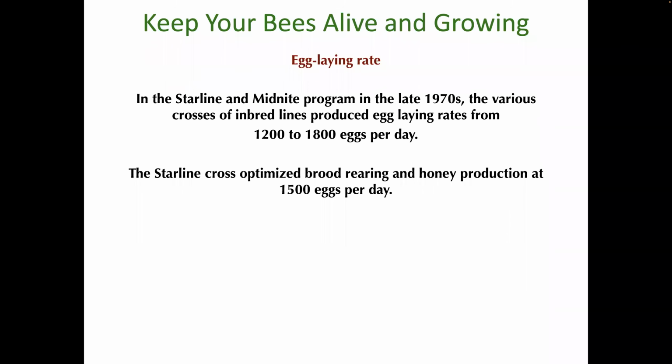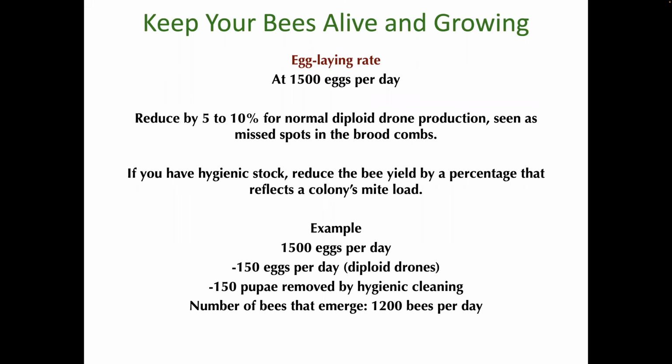The Starline hybrid was selected because it optimized brood rearing and honey production with an egg-laying rate of about 1,500 eggs per day. Lower than that, the bees didn't produce enough bees to keep the colony growing. Higher than that, they produced too many bees. And quite often the bees would end up swarming, or they just eat all the honey they produced.